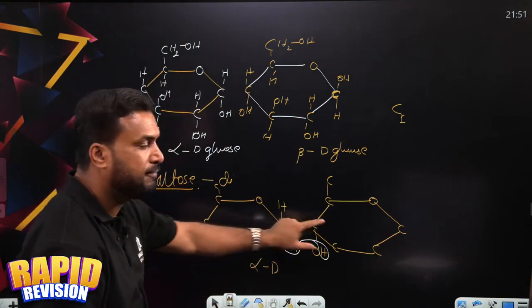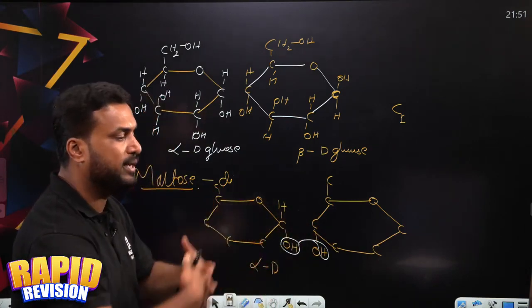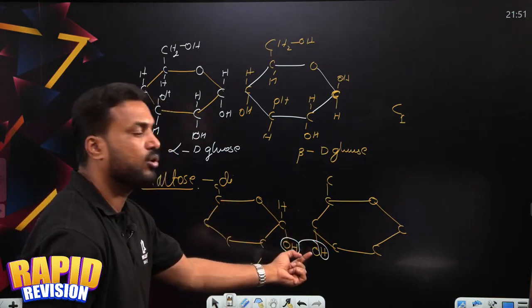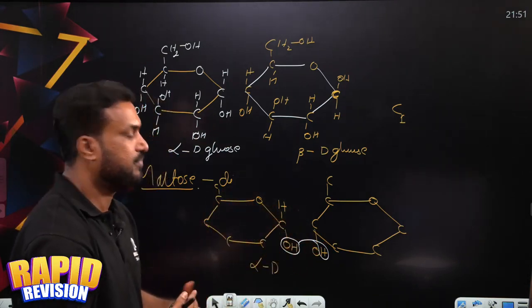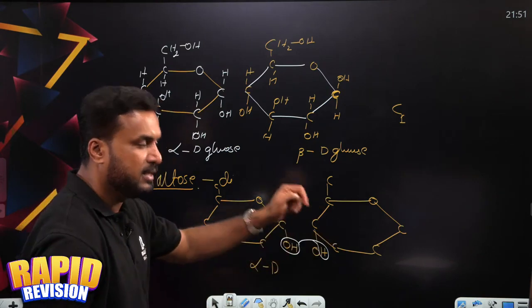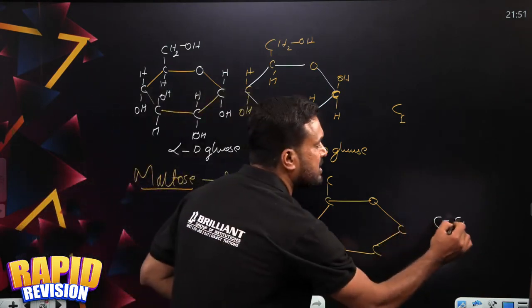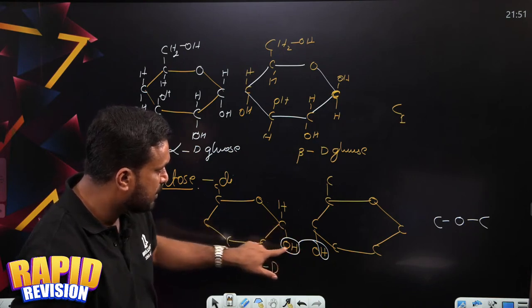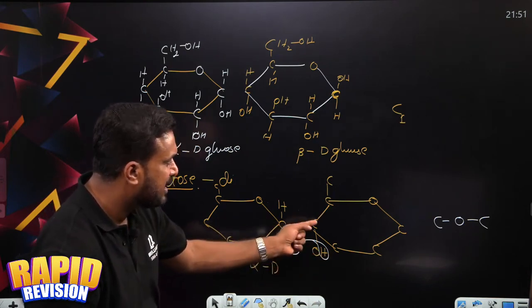Maltose has 2 alpha D glucose units. How are they joined? Alpha D glucose units are joined by removing a water molecule between the 2 sugars. Easily you can remember it as the C-O-C bond. What is the C-O-C bond? Here it is carbon, then oxygen. Because water has gone, one oxygen remains, again attached to carbon.